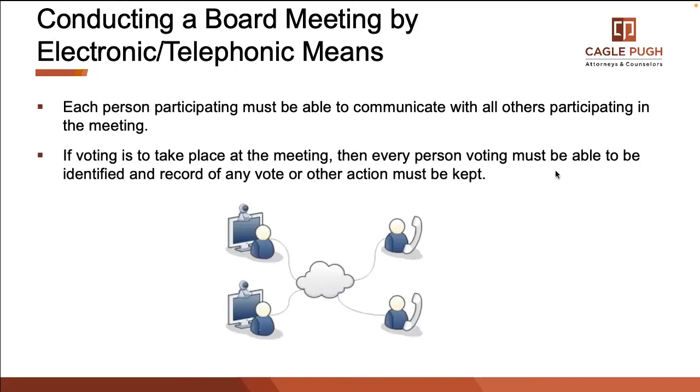It's pretty easy to do an electronic board meeting via Zoom. You can know who's voting. Everybody can hear each other. You can have a debate and you can discharge your fiduciary duties over Zoom.